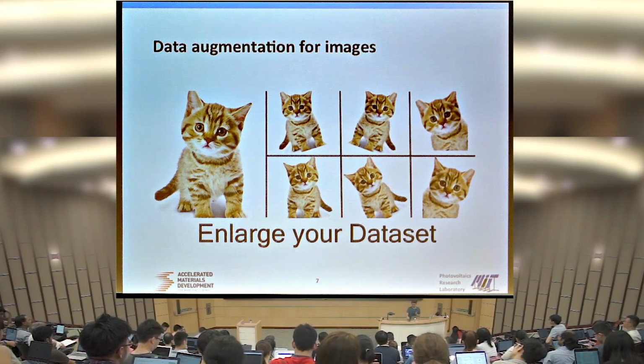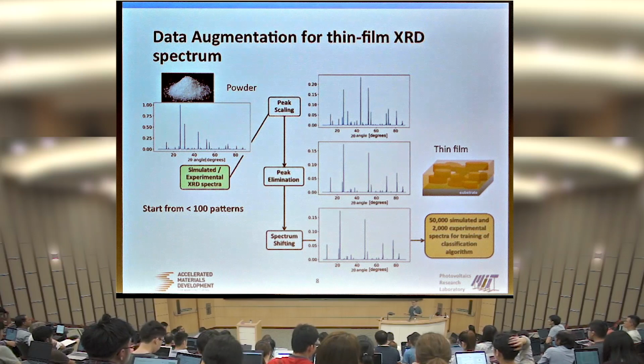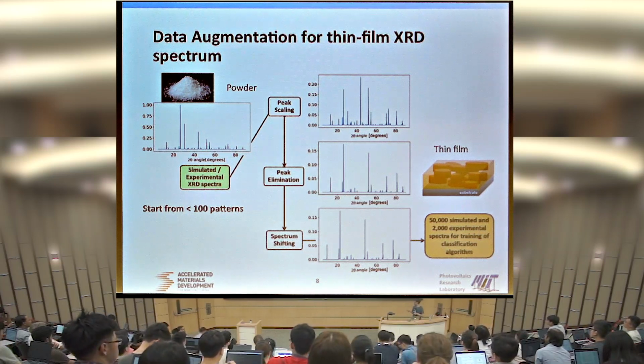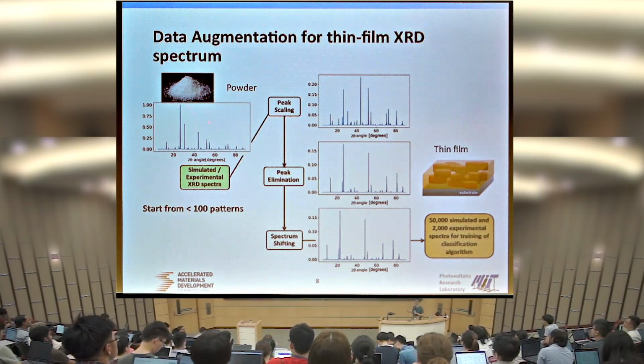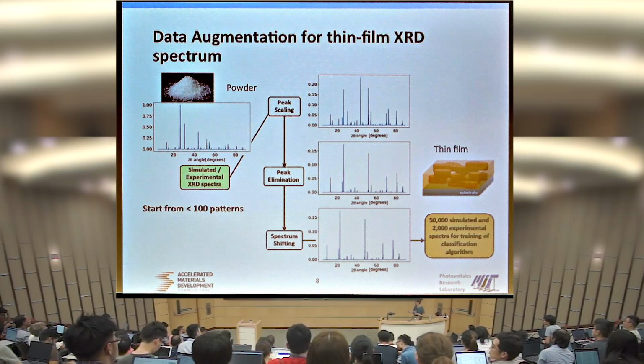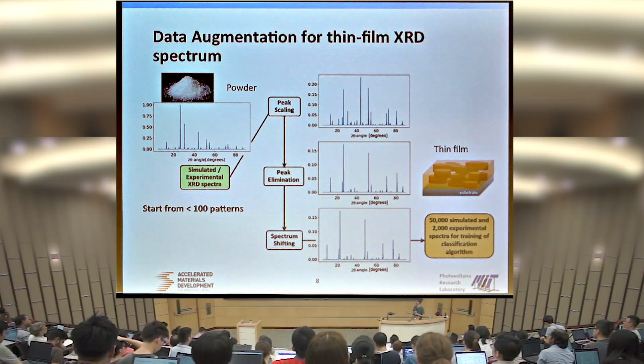So what we did is do the data augmentation based on what we understand about our materials system. First of all, we start with the simulation data. This is the XRD spectra you can get from the Inorganic Crystal Structure Database. All the spectra you get are in powder form, so it's something like this. You have the crystals with all the possible orientations, so there are many peaks in this spectra.